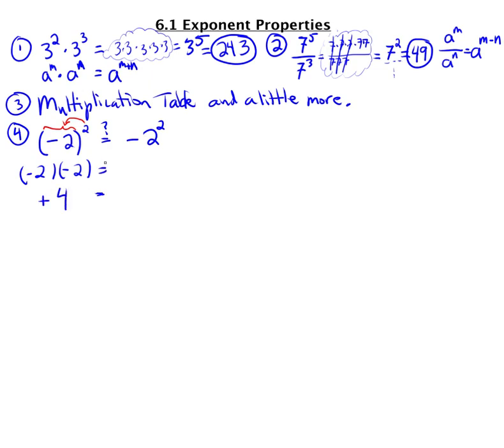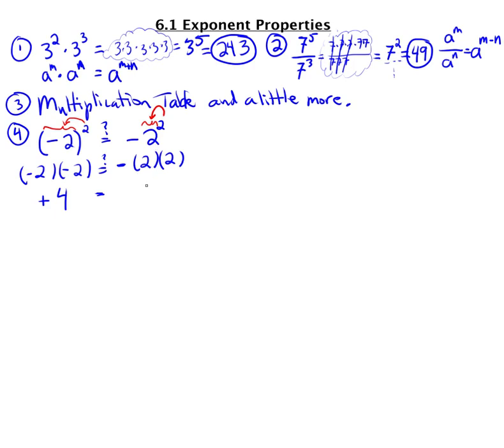Bring down my question mark. Is it equal? So now if I look at the other side of the equal sign, this 2 affects what is directly in front of it, which is the 2. So the 2 is what is multiplied by itself. So the 2 and the 2 is what the exponent of 2 affects.